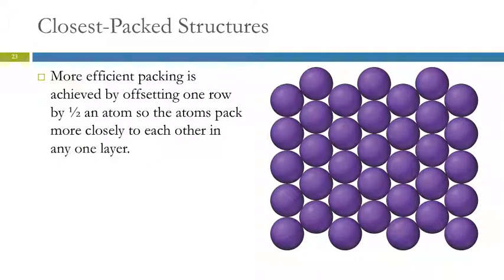More efficient packing on that base layer is to take one row of atoms, and the second row of atoms you're going to offset by half an atom. So instead of this atom being down here in a line with this one, it's going to be between them. And that's going to nestle closer together, and this empty space is going to be smaller. Does that make sense?